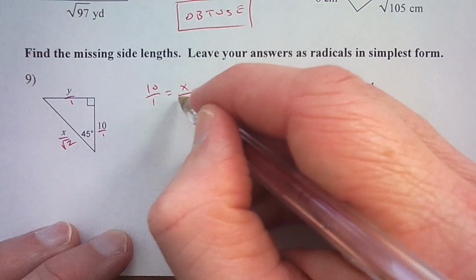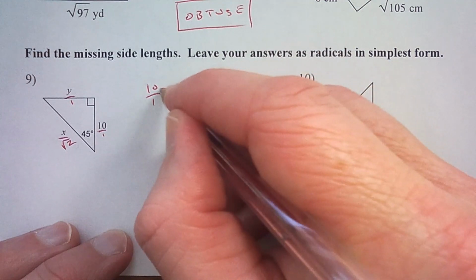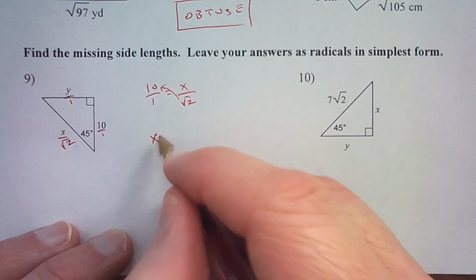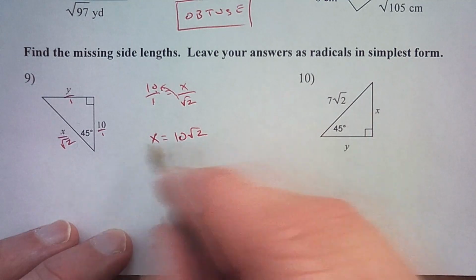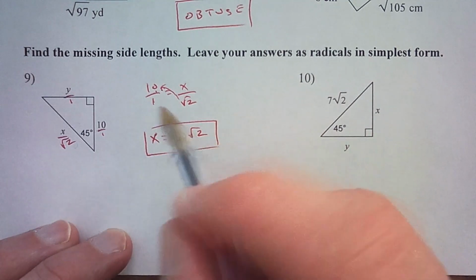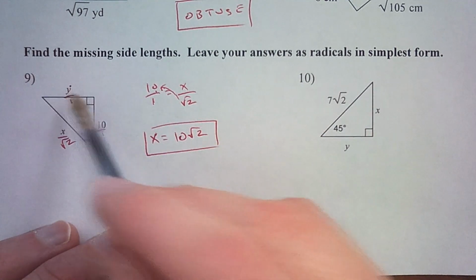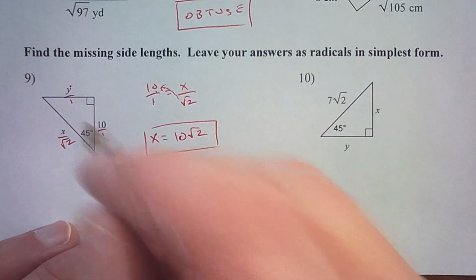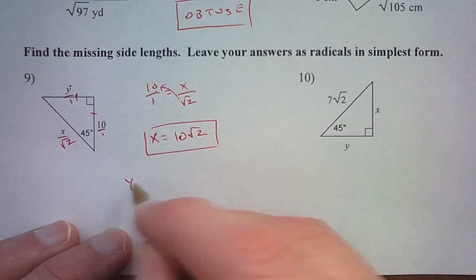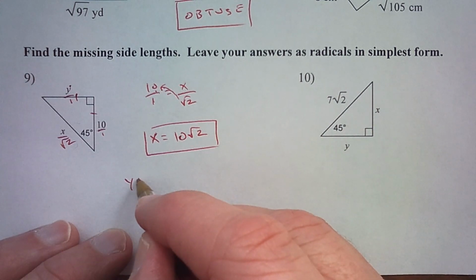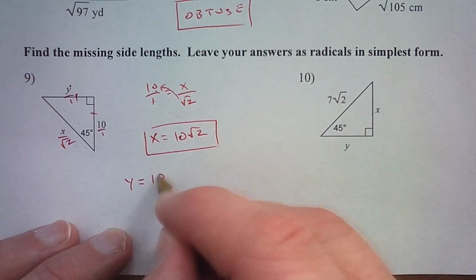And I can just multiply this denominator, square root of 2, over here. So I get x equals 10 times the square root of 2, and that's over 1, which I don't need to write. And then 10 is to 1 as y is to 1. In a 45, 45, 90, these two legs are the same, so I can just go straight to my answer without showing work for that. Y is 10.